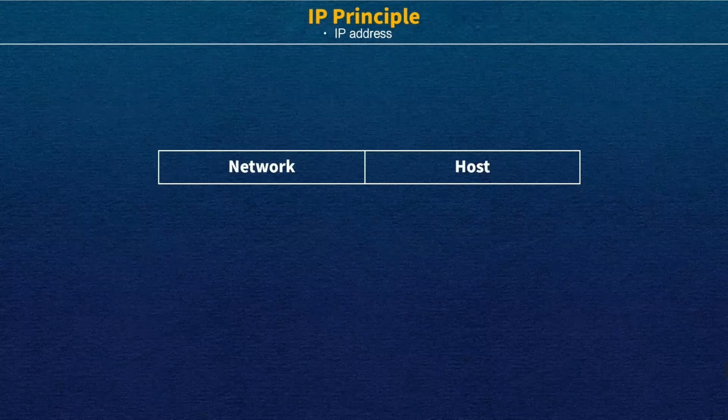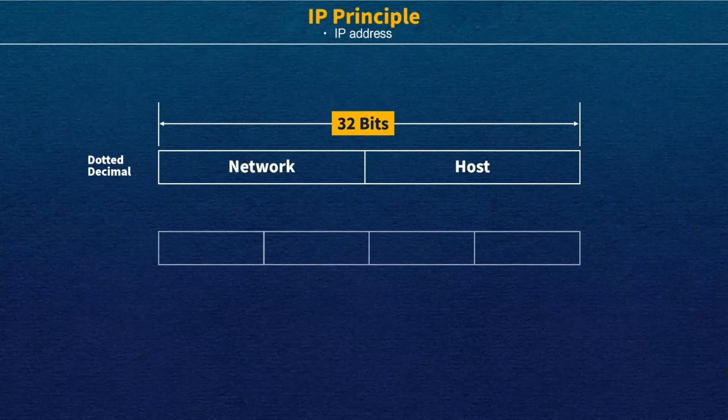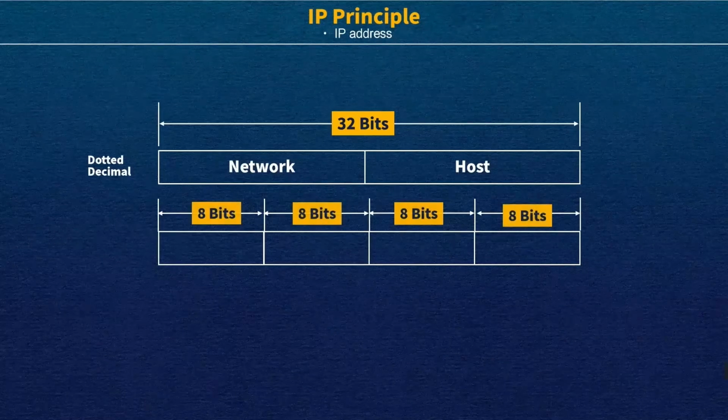About the IP address, usually we will divide it into two parts. One is the network part and another one is the host part. It totally has 32 bits. Usually we use the dotted decimal way to indicate the IP address. Someone may say the IP address like 192.168.1.1. So this is the dotted decimal format. And about the IP address, we usually have four parts, and each part is 8 bits long.